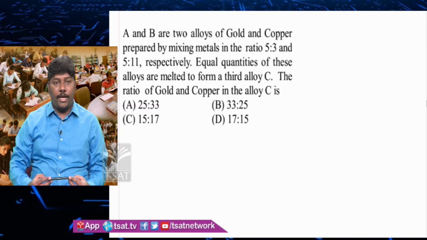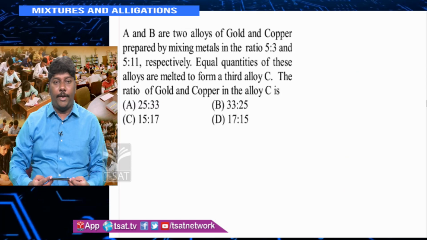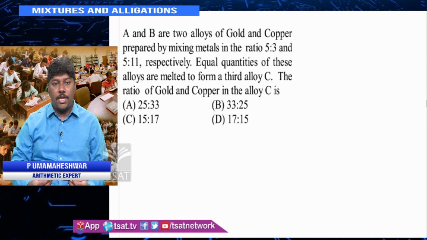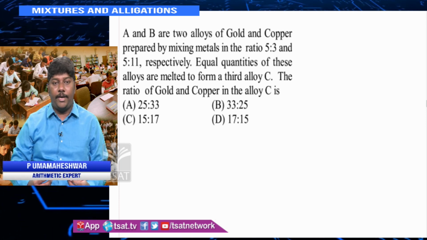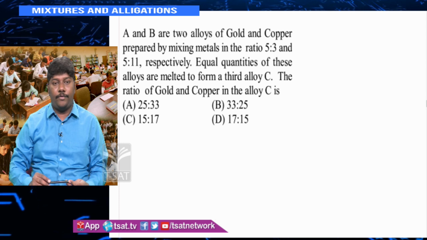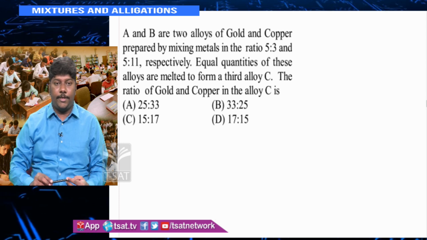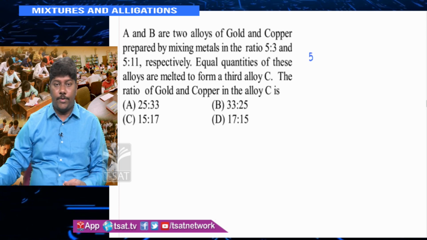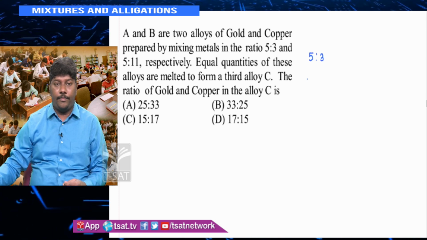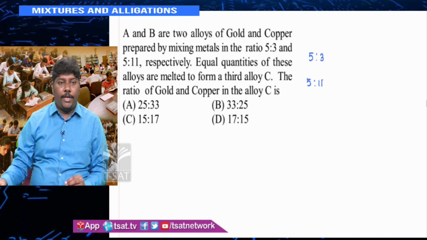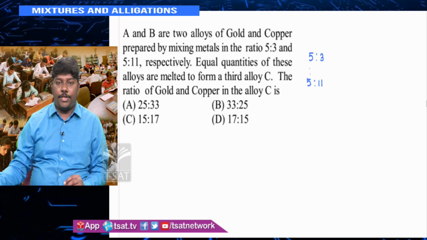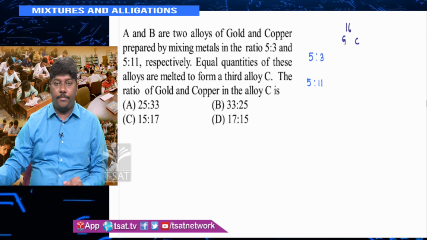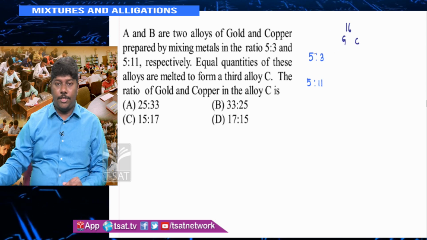Next one, A and B are two alloys of gold and copper prepared by mixing metals in the ratio of 5:3 and 5:11 respectively. Equal quantities of these alloys are melted to form a third alloy C. What is the ratio of gold and copper in the third alloy C? So here when they say equal quantities, this is also a kind of mixture. We have seen a lot of problems based on this. You take any number which is a multiple of 8 and 16. Take 16, how much gold and how much copper? 8 parts is 16, which means each part is 2.